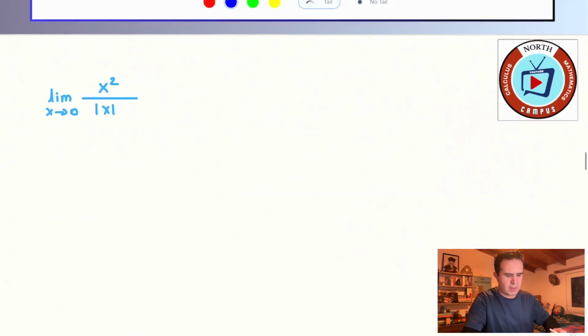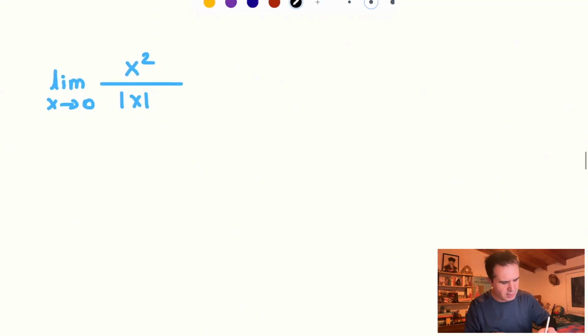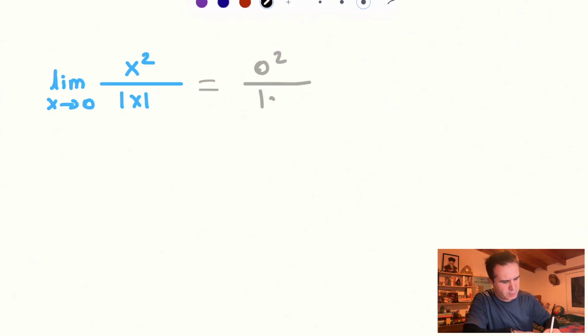Okay. Now, first I check what direct substitution gives us here. If we substitute 0, we get 0 squared divided by absolute value of 0, and this will give us 0 divided by 0. This results in an indeterminate form. Since direct substitution does not work here, we need another approach to solve the problem.